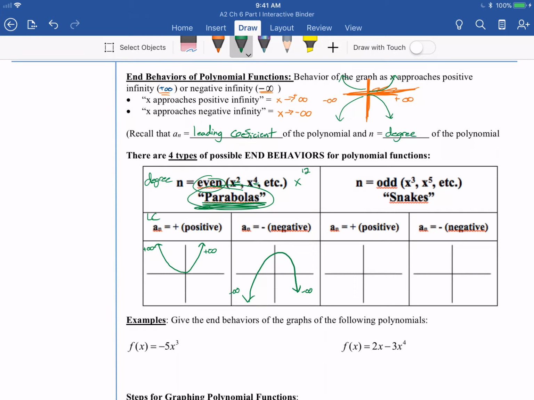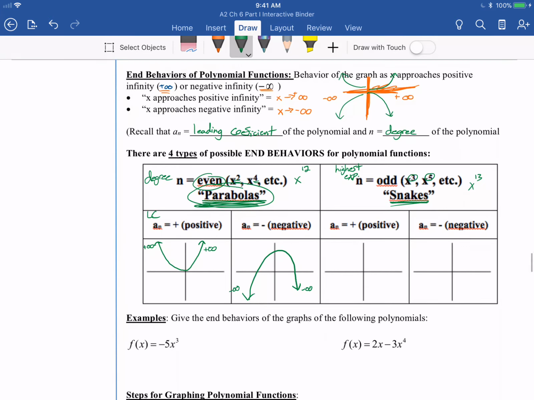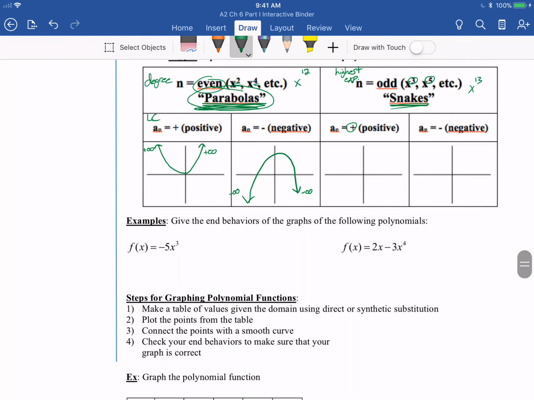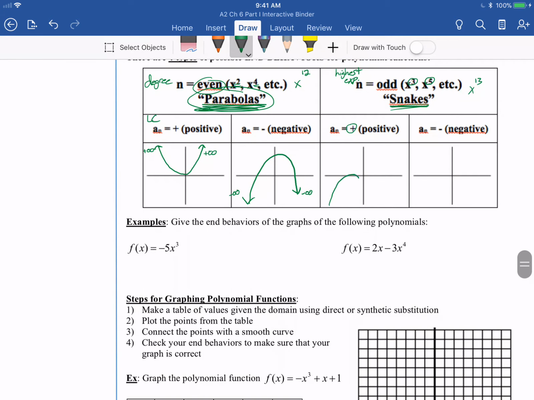Okay, awesome. Here we go. The next one: if your degree, your highest exponent, is odd, like x to the 3rd, x to the 5th, or x to the 13th power, you are going to end up with what I like to call a snake. It's not quite a perfect U shape. If your a to the n is positive, so if your leading coefficient is positive, it starts down low, it might snake around and do some things in here, but it's going to end up high. So it goes to negative infinity over here, and it goes to positive infinity over here.